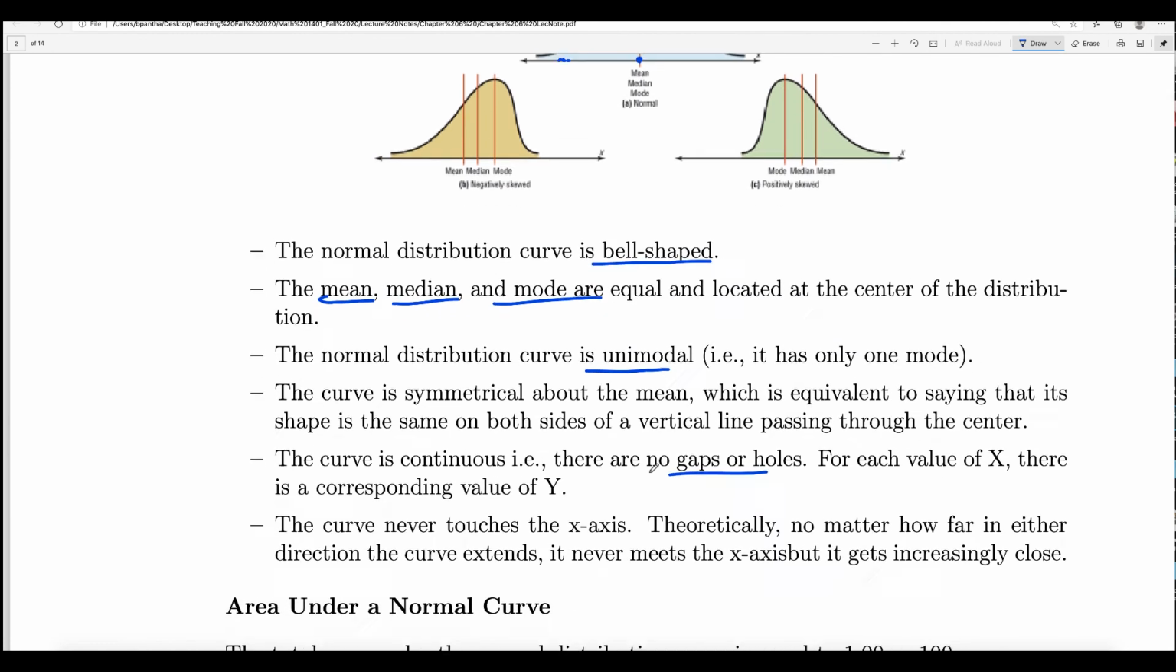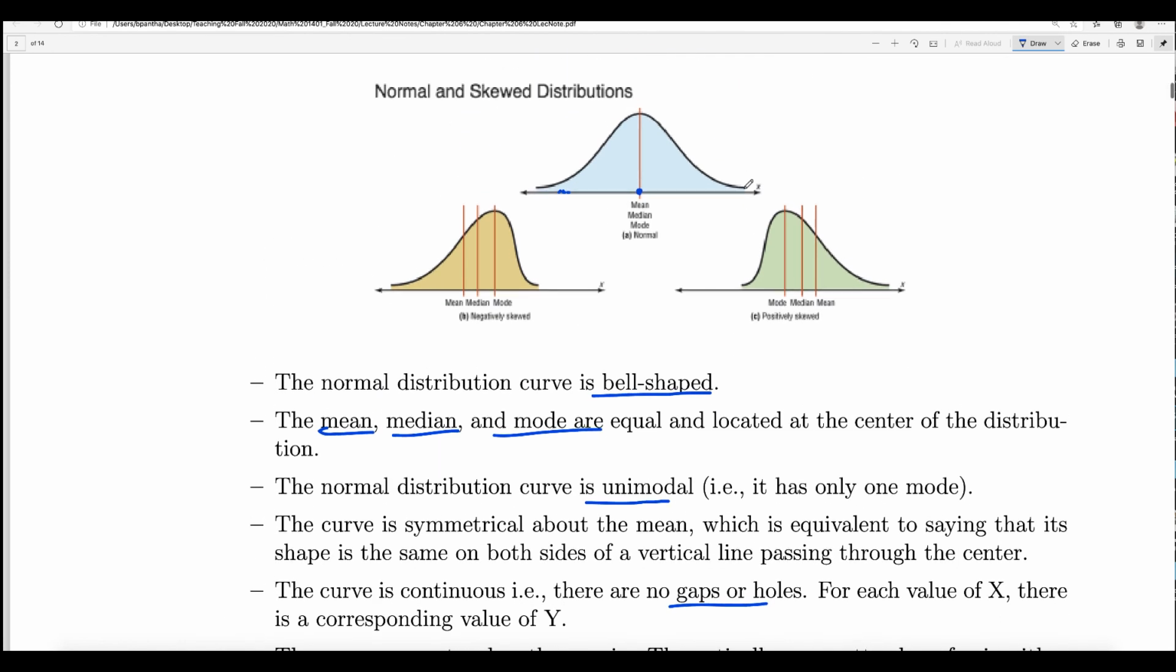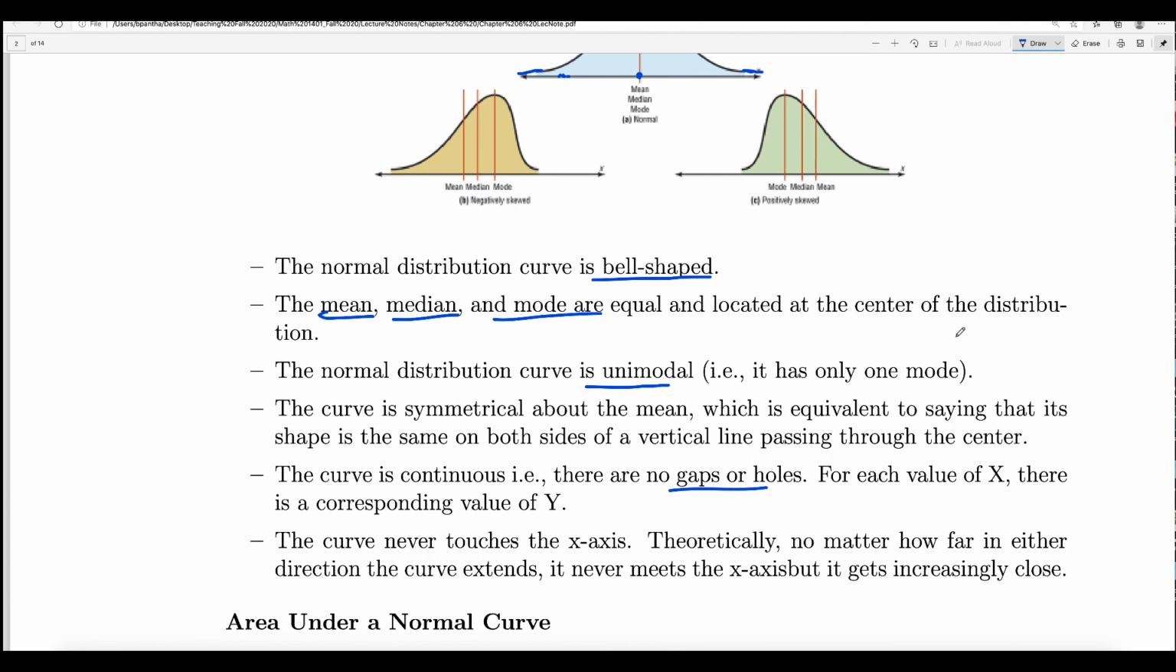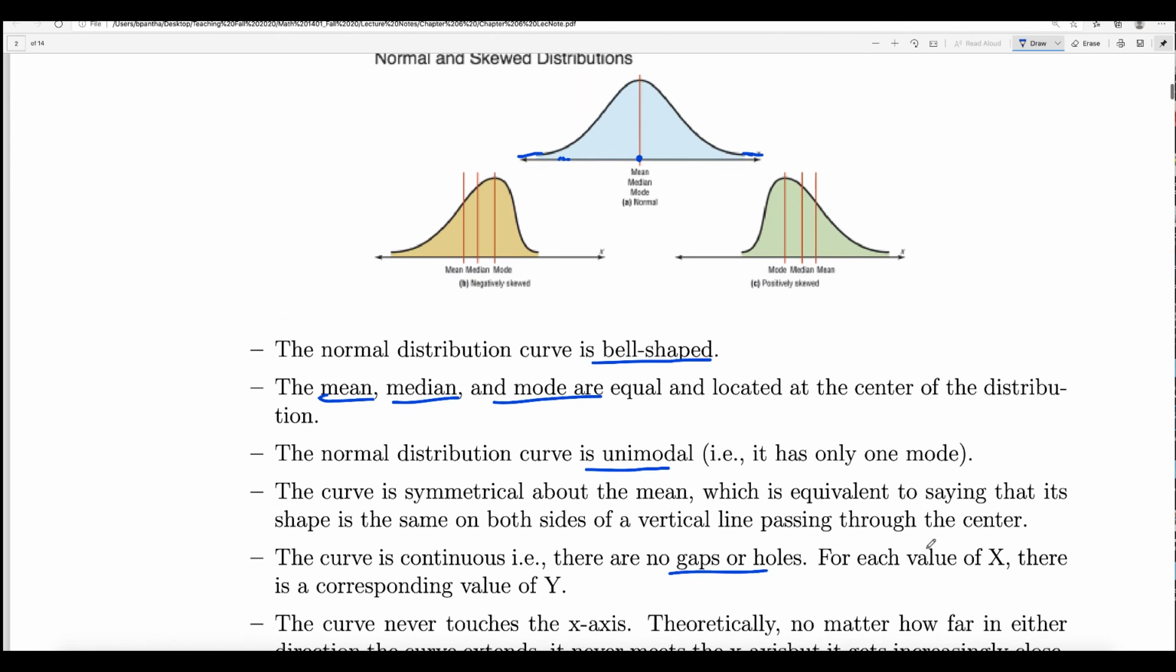The curve never touches the x-axis. You see that it is getting very, very close to the x-axis, but it is not touching it. If you extend it in either direction, it will not touch the x-axis, but it will get very close. In other words, it is asymptotic to the x-axis. The x-axis is the asymptote to the curve. No matter how far in either direction the curve extends, it never meets the x-axis, but it gets increasingly close. So these are the properties of the normal distribution.